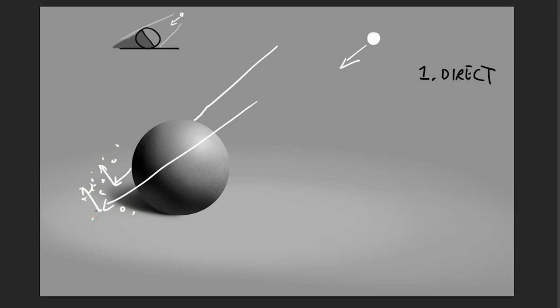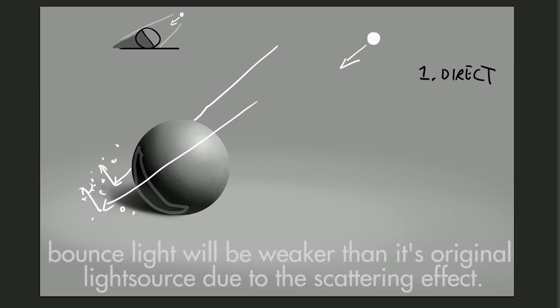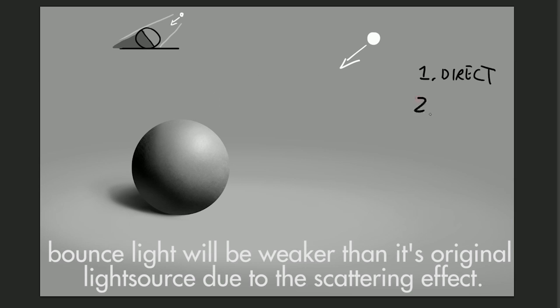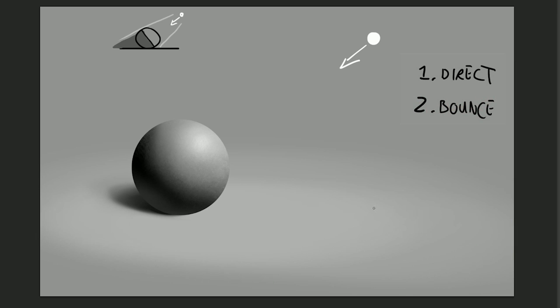And that's going to have this effect on this shadow area here. It's going to get light, but not directly from the light source, from all this light bouncing around and filling in the shadows. So that's the second type of light, bounce light.